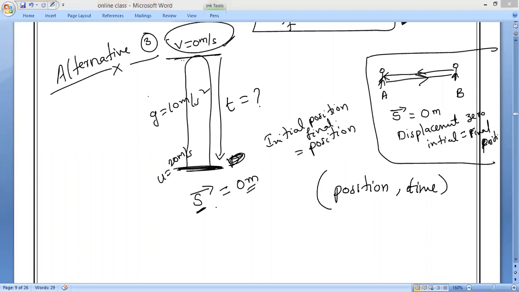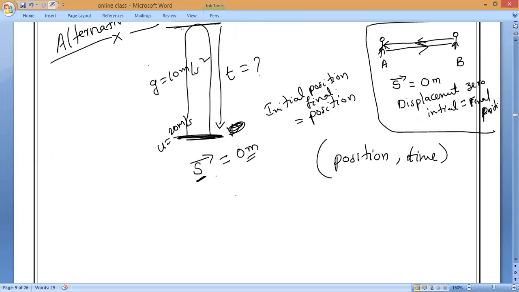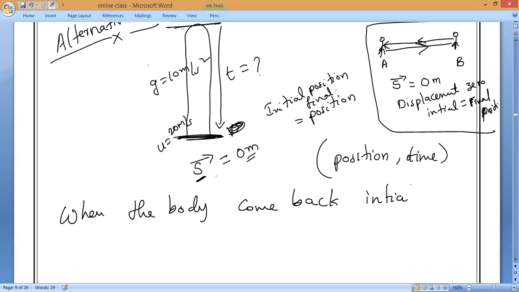When the body comes back to the initial position, then displacement will become what? 0. Understand? 0. When the body comes back to the initial position, correct or not? Any direction, either horizontal or vertical, doesn't matter. Correct or not, Arun Kailash? Yes, sir. The initial position becomes the final position.